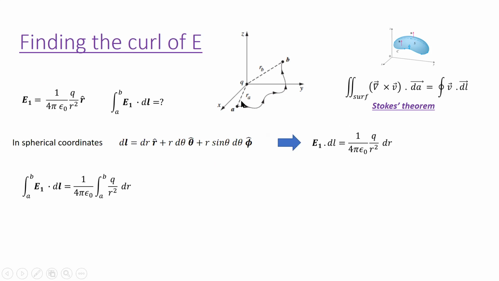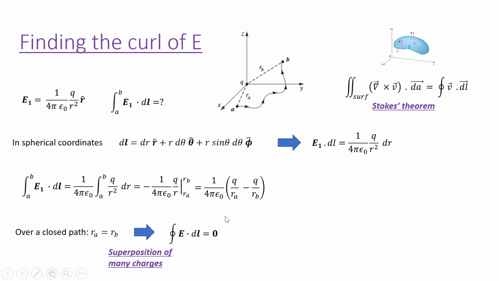And if we integrate that expression from point A to point B, that's a lot of constants times the integral from A to B of 1 over r squared, which is minus 1 over r. So we get minus this over r evaluated from rb to ra, which can be rewritten as 1 over 4 pi epsilon naught times q over ra minus q over rb. Okay? All right, well, we don't seem to be too much closer to the curl of E yet, but we're getting there, I promise.